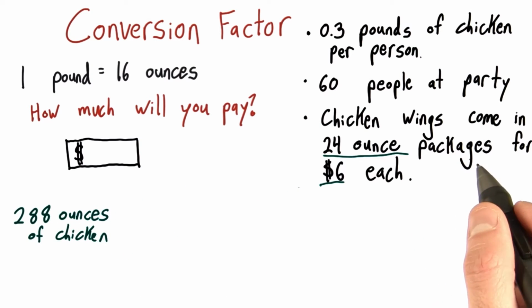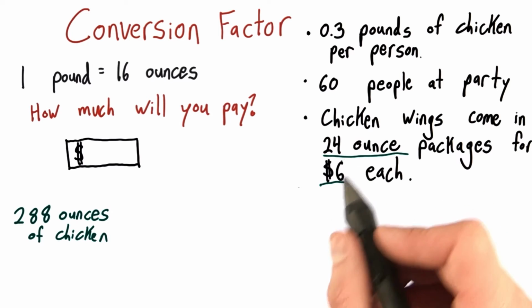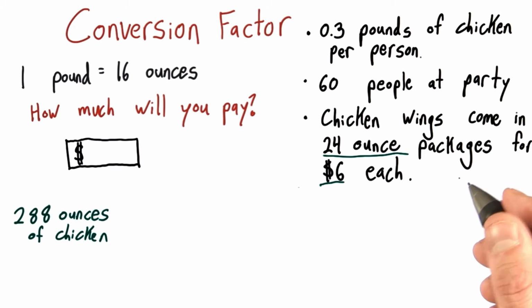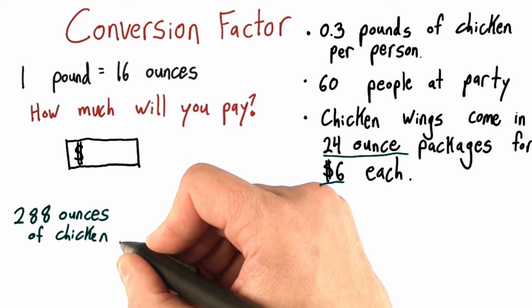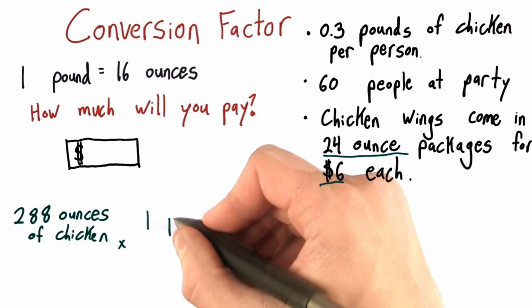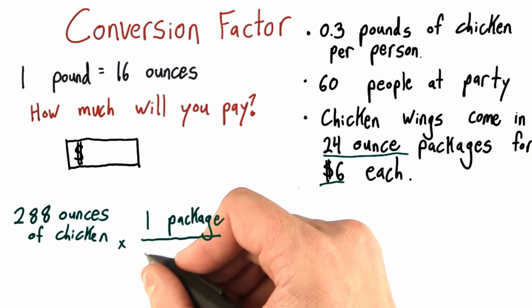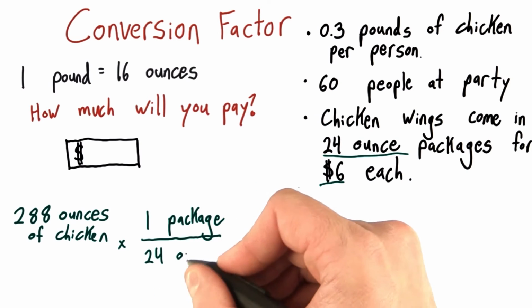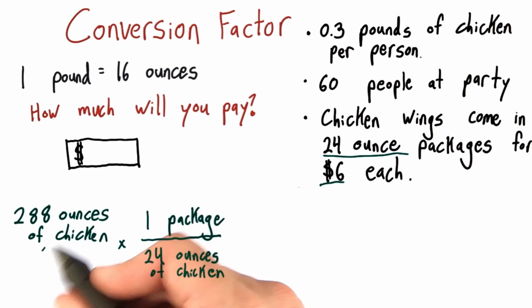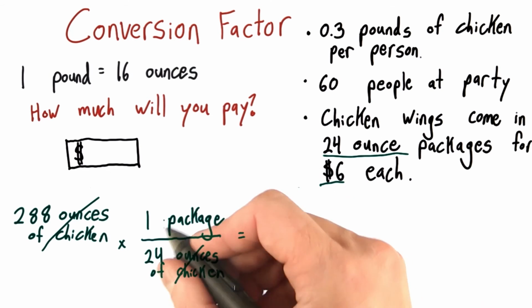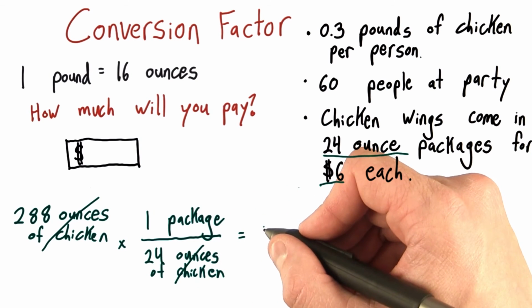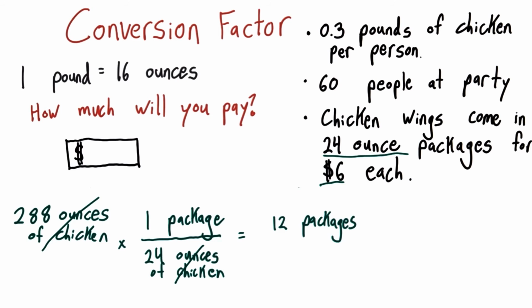How many packages is that? Well, I could just think of this as dividing 288 by 24, and that would give me the answer. But as long as we're thinking in terms of conversion factors, I want to write it like this: times 1 package over 24 ounces of chicken. And again, units cancel, ounces of chicken go away. But now I have to multiply by 1 over 24, which again is just like dividing by 24. And the unit I have left is package, so I get 12 packages of chicken.